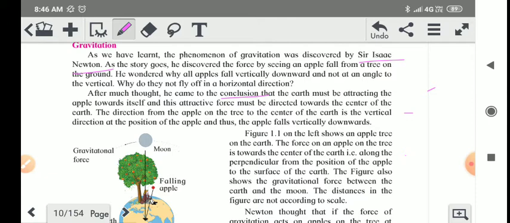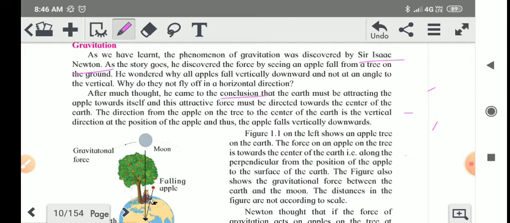Then after much thinking, he got the conclusion that the apple falls in the downward direction because the earth is attracting the apple. Due to the attraction force of earth, these apples are falling in the vertically downward direction, and that force of attraction is towards the center of earth, and it is vertically downward.